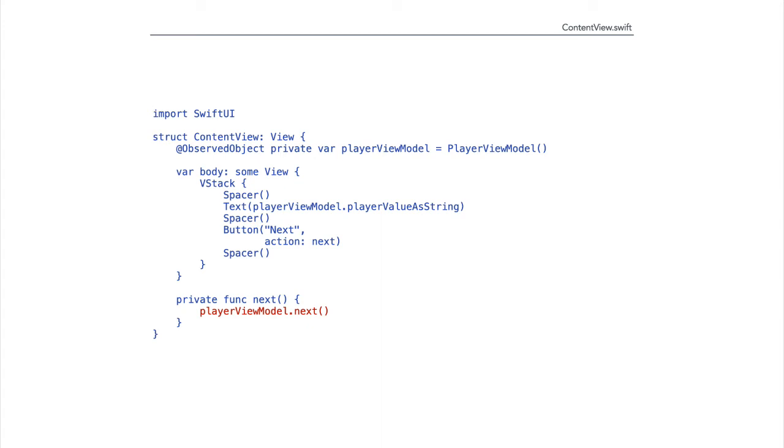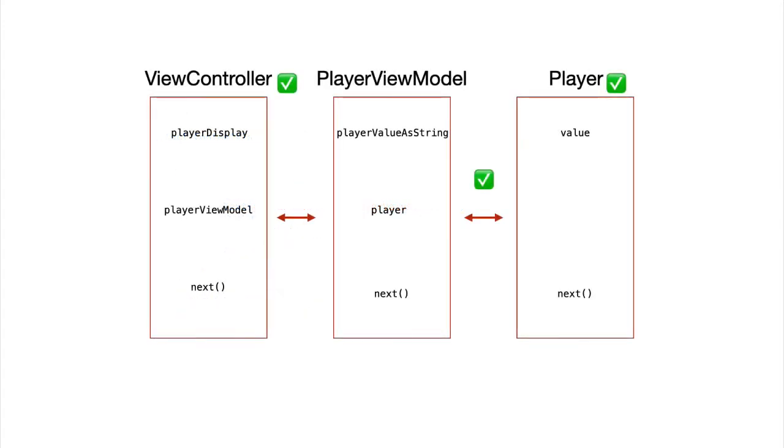If you look at next, you see that as we did in our UIKit example, we just call player view model next. Inside of text, we have to display the player value as string that we get from the player view model. Player value as string is now a string. It is no longer a publisher of string. So there's a lot of changes that we're going to have to make in our player view model. Our view controller is all set, and that leaves us to work on our player view model.